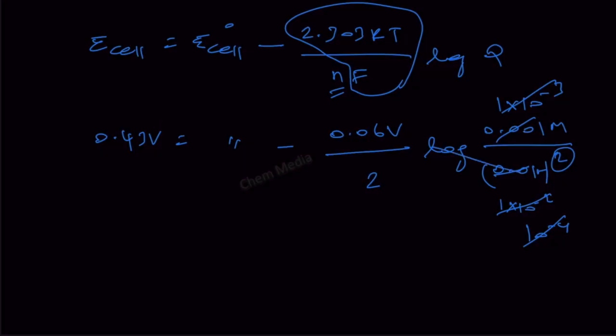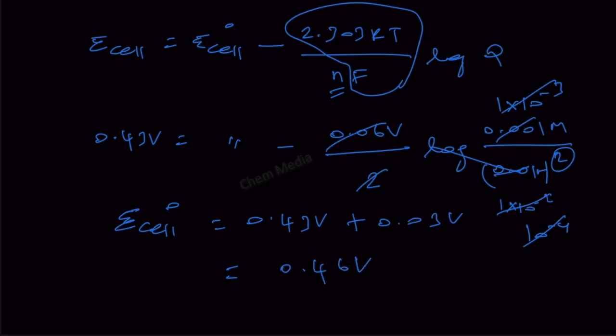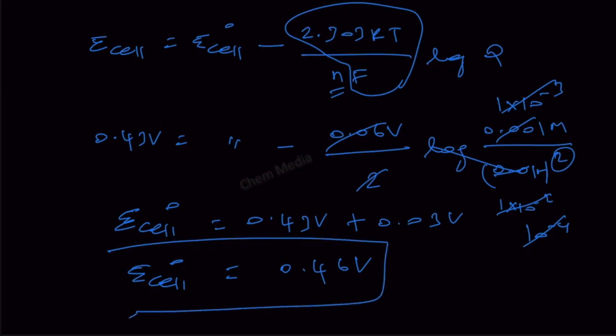Log 10 base 10 is 1. So this means E cell standard is equal to 0.43 volt plus 0.03 volt, and that is equal to 0.46 volt. This is the E cell standard value. So this means we know that E cell standard is equal to standard reduction potential at the cathode minus standard reduction potential at the anode.